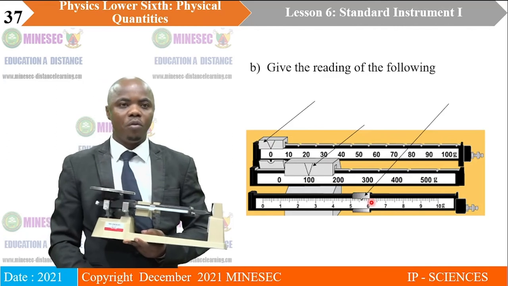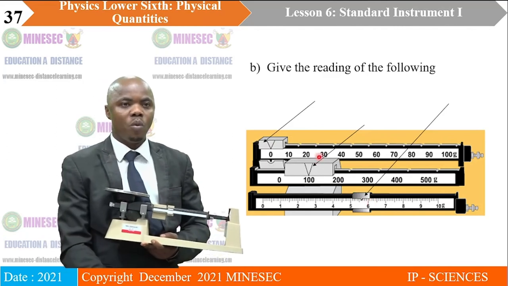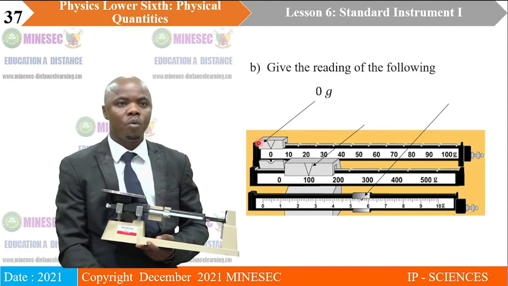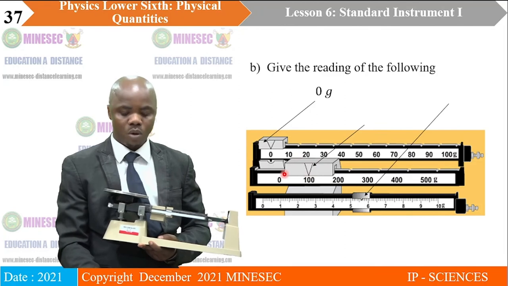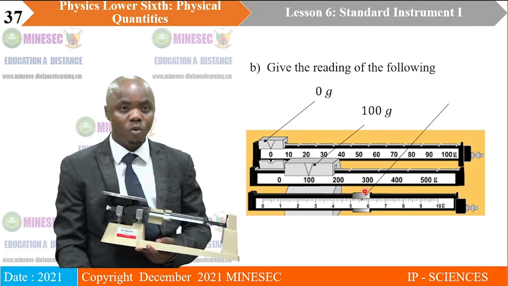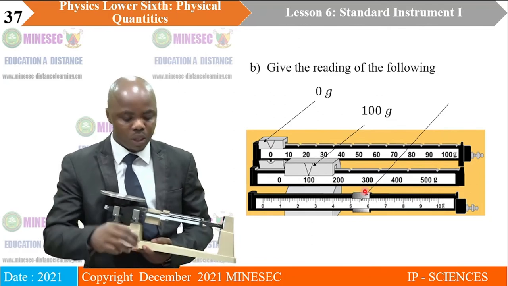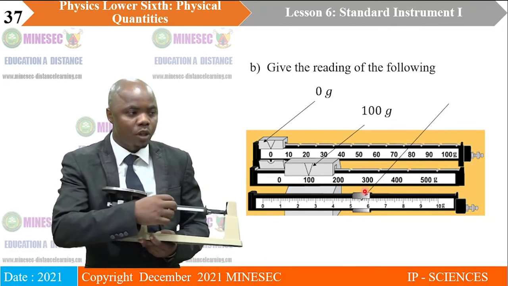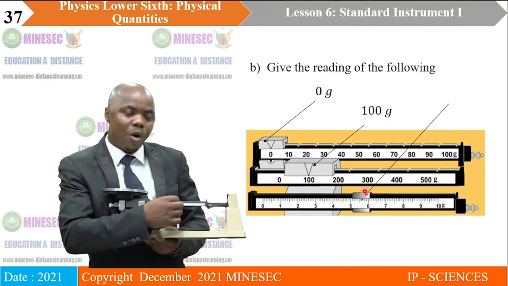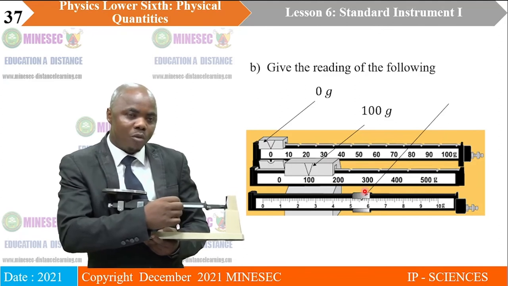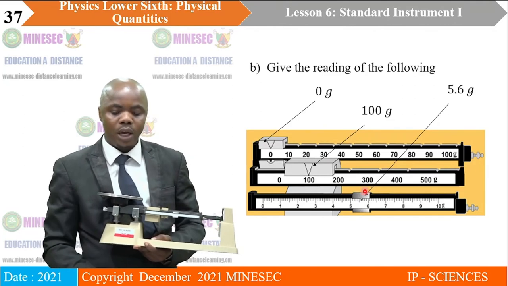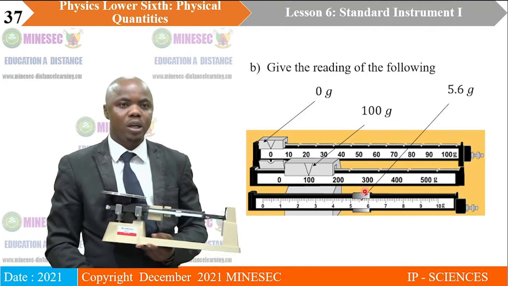Now, give the reading of the following. What should be the first scale? Of course, 0. What should be the reading of the second scale? 100. What should be the reading of the third scale? You have to look critically. You see 6. There's a pointer there. Even though this is a mass moving, there's a pointer on the mass showing where you have to do the reading, not at the ends of the mass. So if you read it correctly, it will be 5.6 grams.